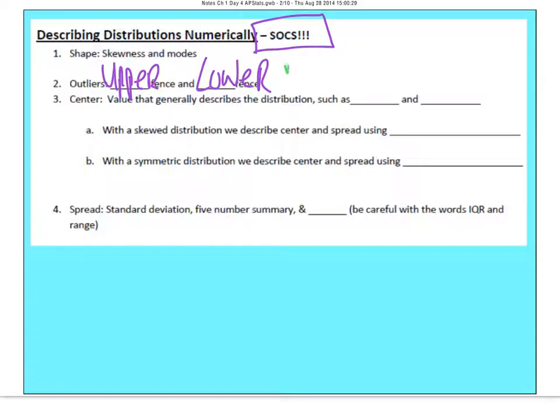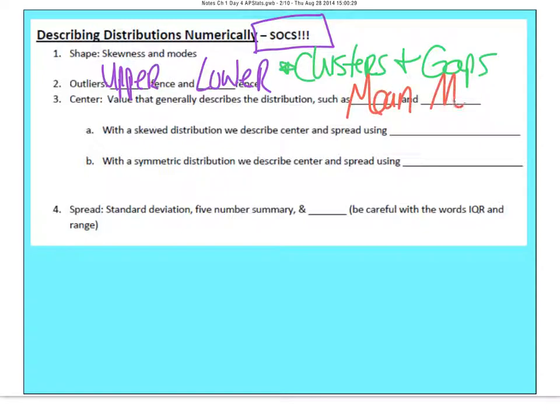Other things, when we talk about outliers, it's important to talk about any clusters or gaps that are obvious in the data. In terms of center, the value that generally describes the distribution, again, I mentioned before, either mean or median. And there is going to be one that you want to use over the other, but it's all based on the shape. So when you look at the shape, if you see that it's skewed, what you want to use is actually the median in your description. If you notice that the distribution is symmetric, then what you could use is the mean.